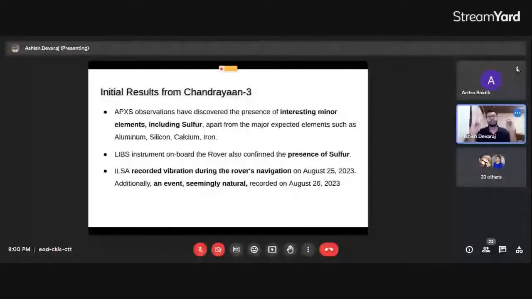Now when the rover is moving, you have an artificial vibration happening there. That is also measured, but that is a different thing. That is not considered natural, because it is because of the rover. That is an artificial thing. Understood, sir. Yeah, that's what it is. I want to again emphasize that these are all very initial results, and further analysis is needed to confirm all these things.